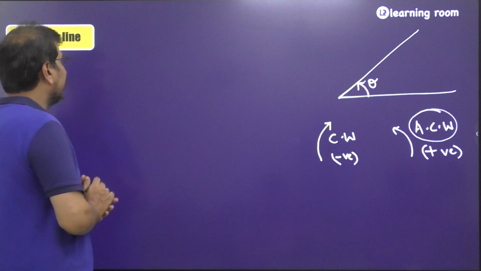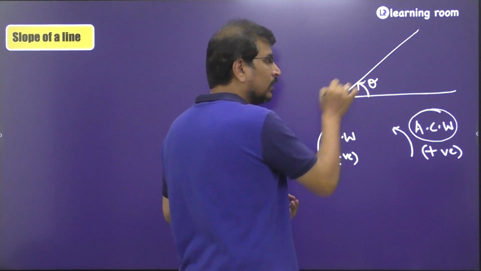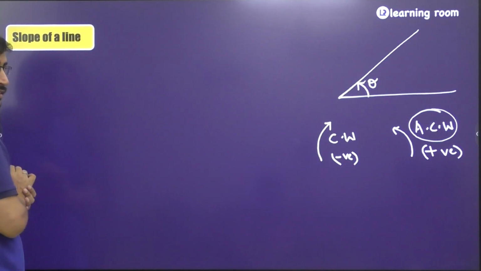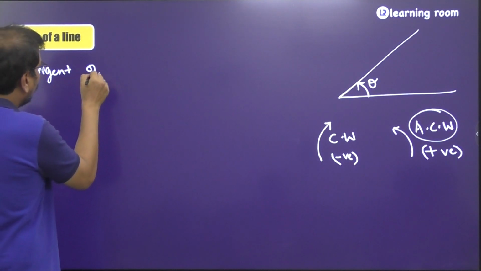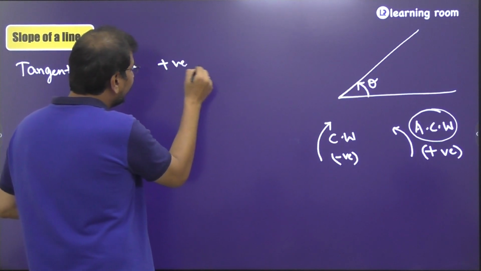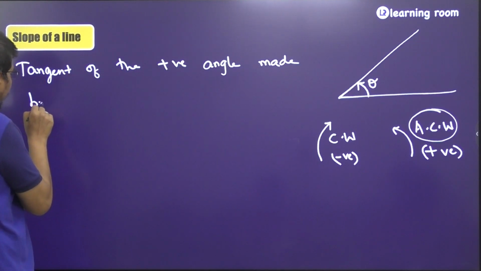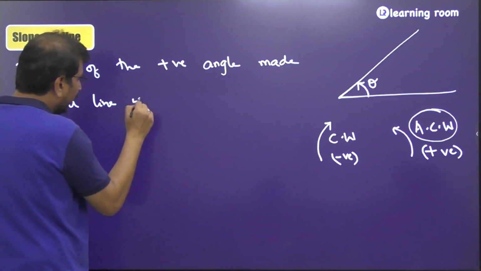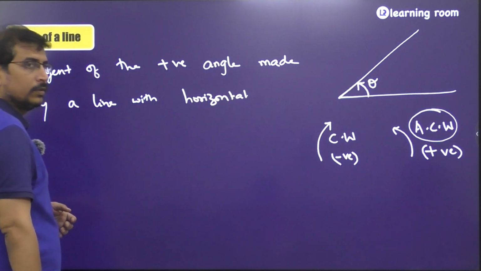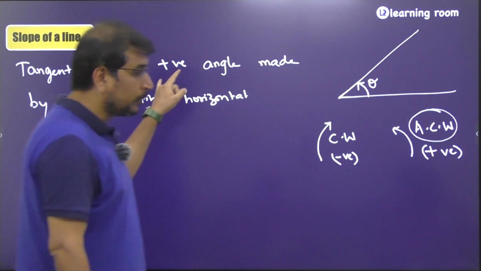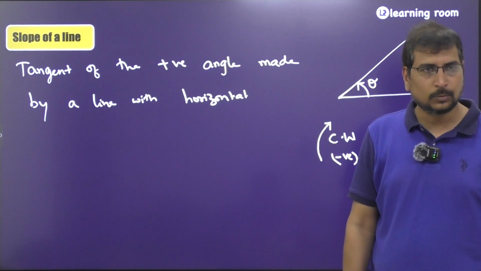Right. Now listen to this. Now, how do you define the slope of a line? This line is making an angle with the horizontal, right? So the slope of a line is defined like this: tangent of the positive angle made by a line with the horizontal. So what is it? Tangent of the positive angle made by the line with the horizontal. Are you able to understand what I'm saying?